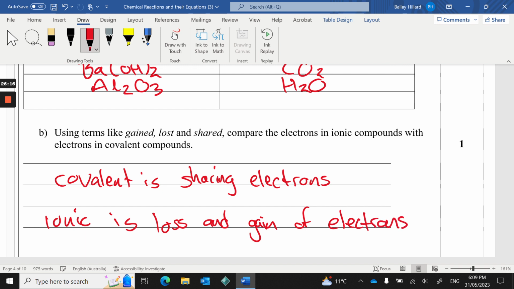Now, you might want to make this more of a nice sentence or a pretty little paragraph in your exam, and that's fine. You could say things like, in covalent bonding, the electrons are being shared between atoms, and then you could say in ionic bonding, there is a loss and gain of electrons between atoms, okay? And that would get you full marks, but as long as you sort of raise these important points and do what the question asks, make sure you talk about a gain and loss and shared. So there you go. There's the three words that we really got to use.